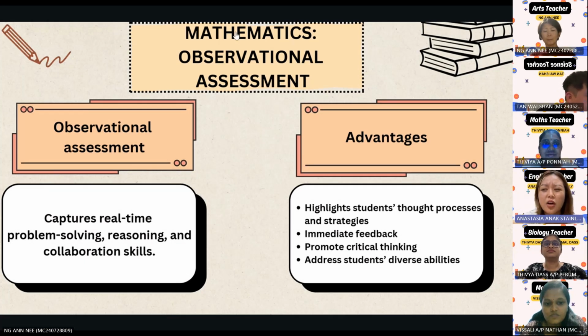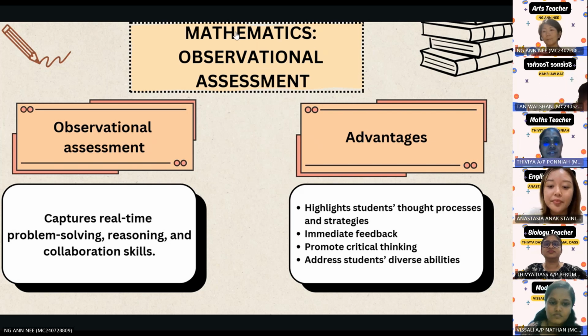So basically, how do you decide which activities are suitable for observational assessment in mathematical topics? Yeah. Thank you, Ms. Anastasia, for the question.